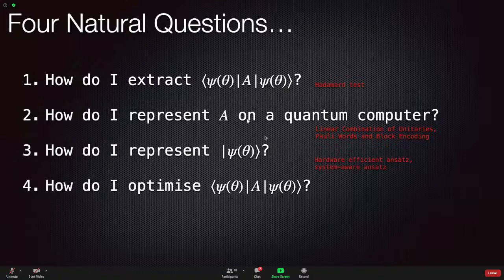So this is not a trivial question. I just want to invite you to think about it a little bit more. And the fourth is basically how do I optimize this quantity? Here, there is a very famous problem that has come up in the last 2-3 years called the barren plateau problem.